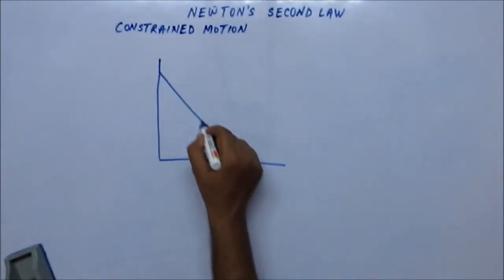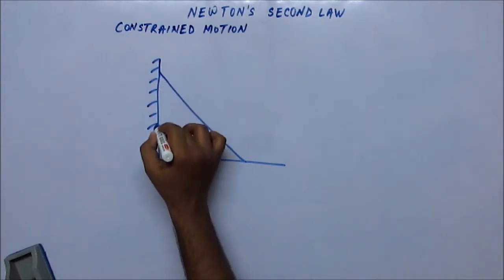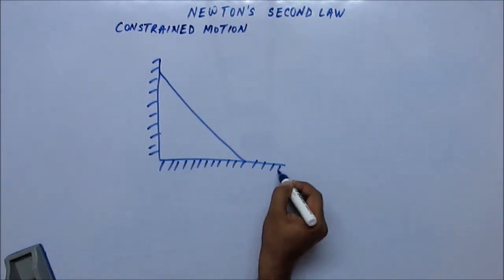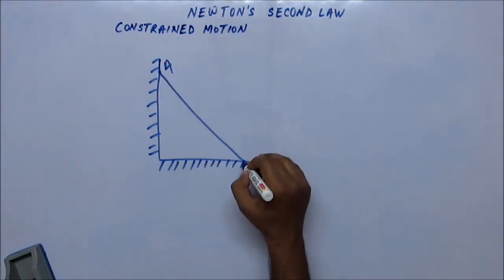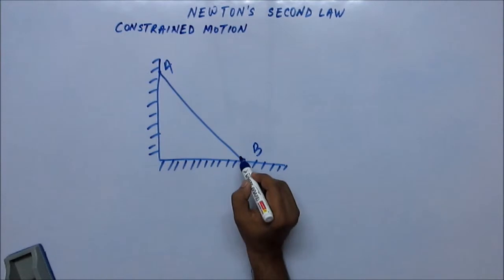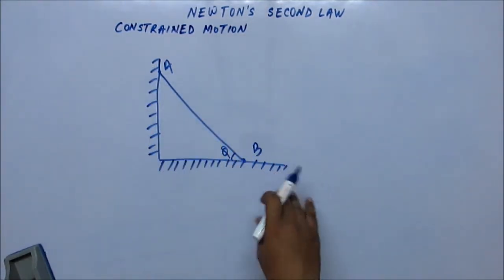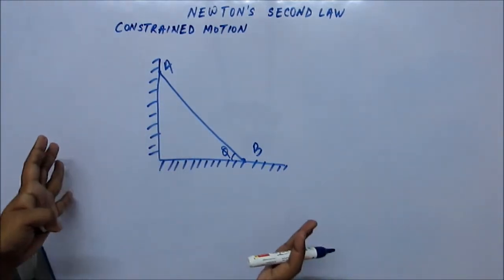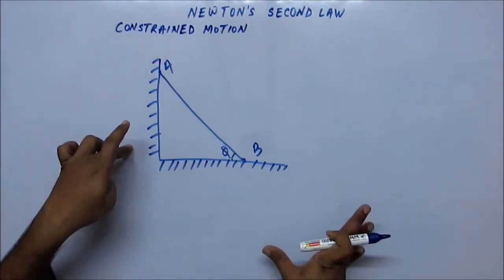Okay, let's solve another simple problem. Basically, all problems are simple, isn't it? This is a stick or a ladder, point A and point B. This angle is theta. This is a frictionless surface. As we had the discussion before, this stick is not going to remain as it is. It's going to slip. Point A is going to slip down, point B is going to slip towards right.